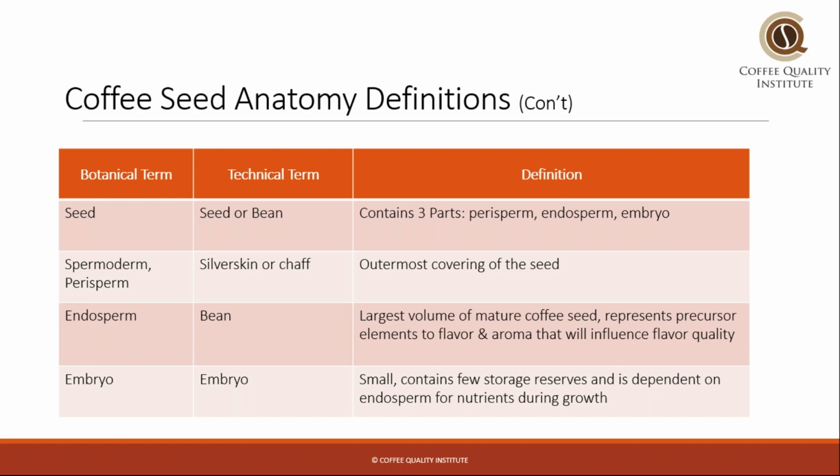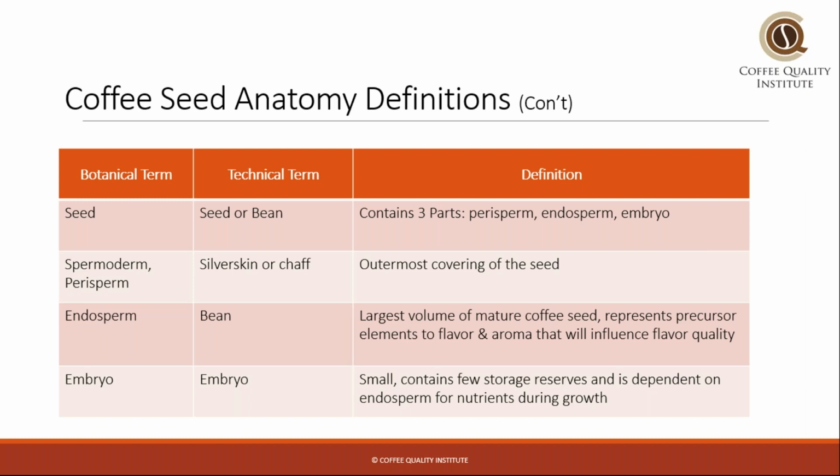The endosperm is this large volume, and it represents, well, everything inside of it ends up being roasted and therefore making its way into our cup. They have all of the precursors of the flavor and aroma in the endosperm.